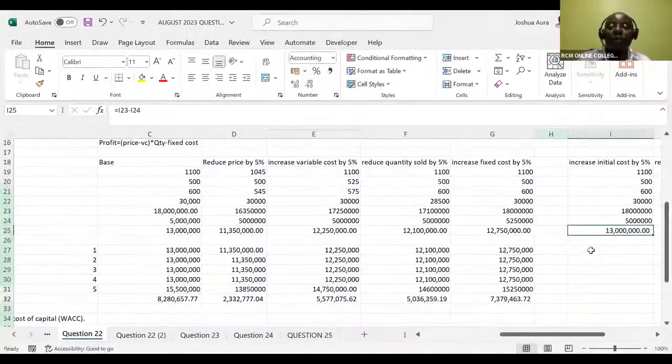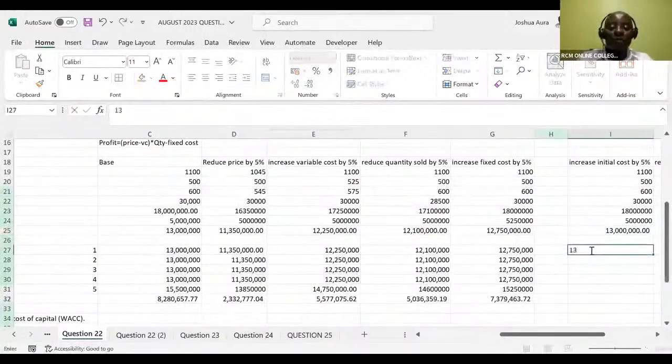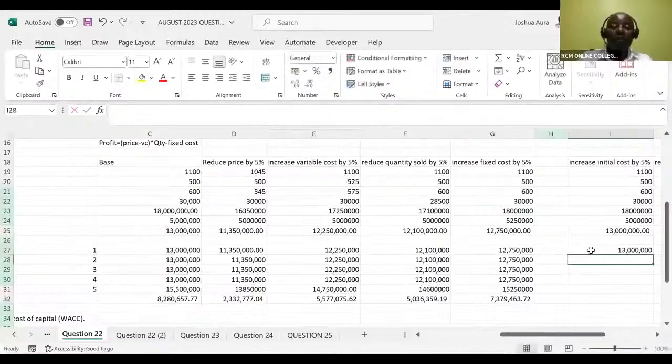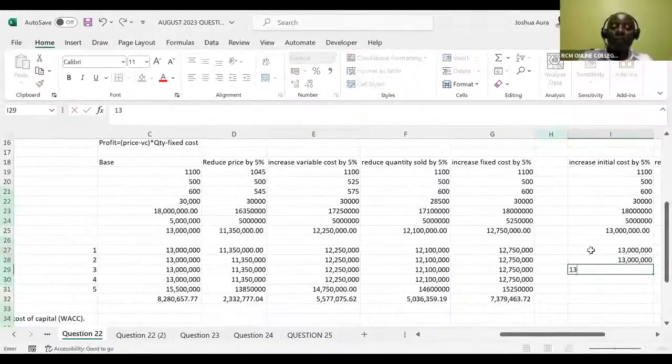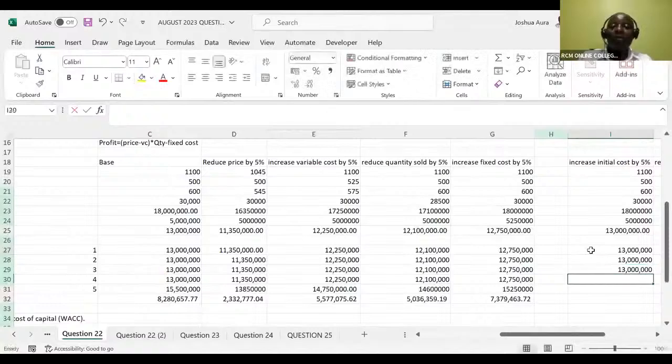So I'll be able to copy this 13 million throughout. So we have here 13 million, 13 million, 13. We have the last year.